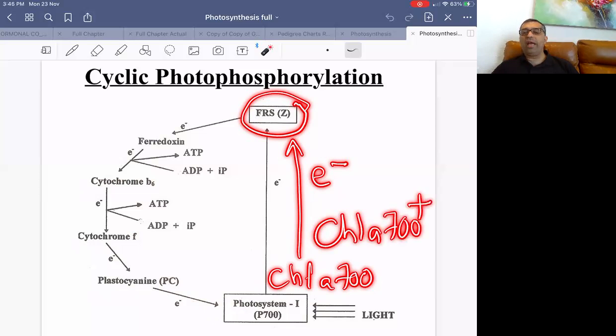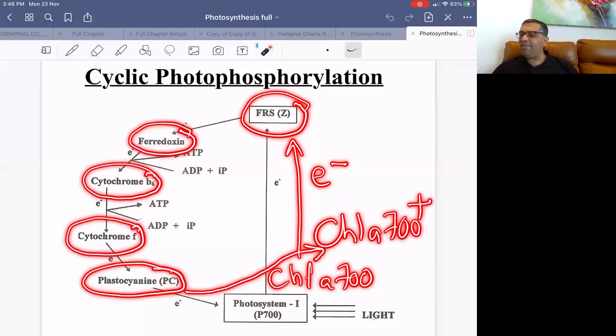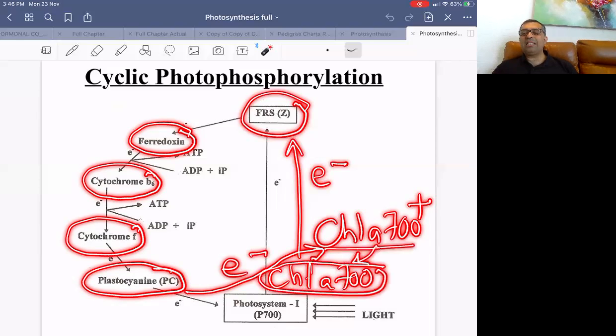क्योंकि एक इलेक्ट्रॉन कम हो गया. From FRS it went to ferredoxin. From ferredoxin it went to cytochrome B6. From cytochrome B6 it went to cytochrome F. From cytochrome F it went to plastocyanin. From plastocyanin it goes back to chlorophyll A 700 plus, and on accepting the electron it again becomes chlorophyll A 700.